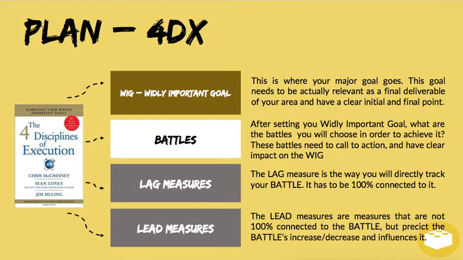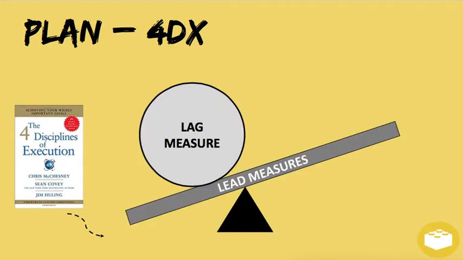The lag measures are the measures that I'm going to use, and these measures need to directly impact my battle. And the lead measures are other alternative measures that I'm going to use that are easier to impact, that are easier to influence, and that will affect my lag measure as well. So I'll give an example so it becomes easier.